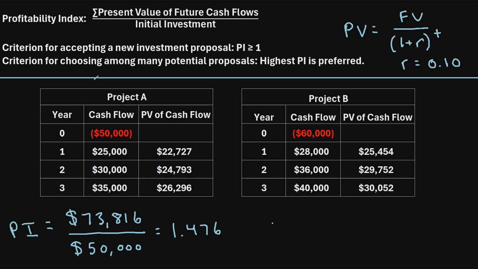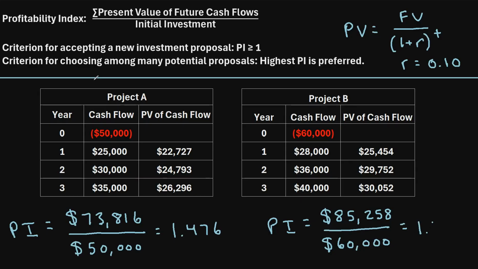And then we can repeat that process for Project B. So we'll say the profitability index is equal to the sum of these values. That turns out to be $85,258. And then we divide that by the initial investment of $60,000. And when you perform that division, you get 1.421. So we can see that both projects have a profitability index greater than 1.